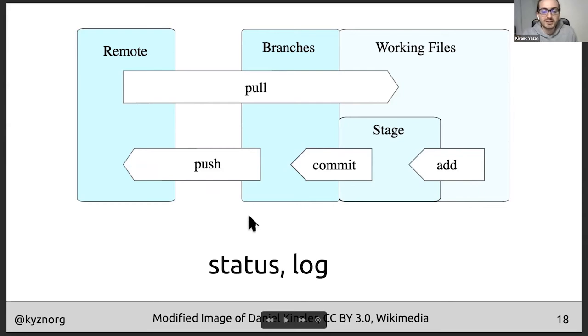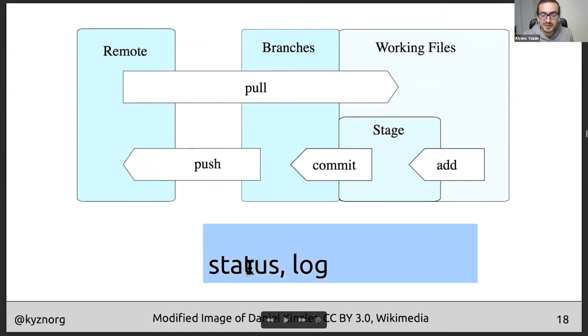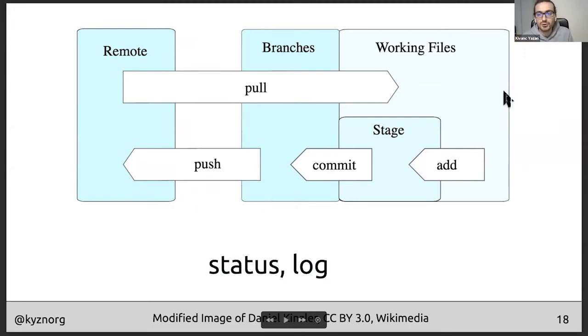Some other useful git commands that I often use, and I will use in the demonstration, are git status and git log. Once you run git status, it'll tell you whether your local is ahead of or even with remote. It will tell you about the changes in the working directory. It will tell you about the changes in stage. And if you have a commit, it will tell you that too. And git log will list the commits in your branch.